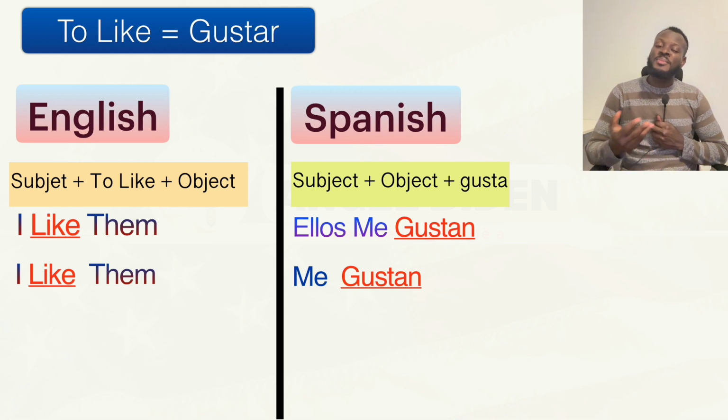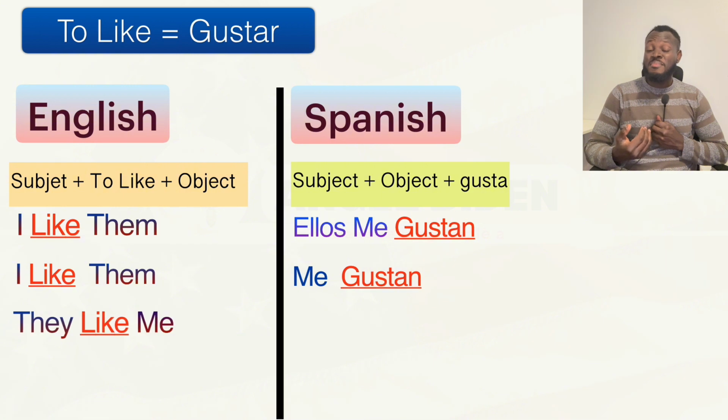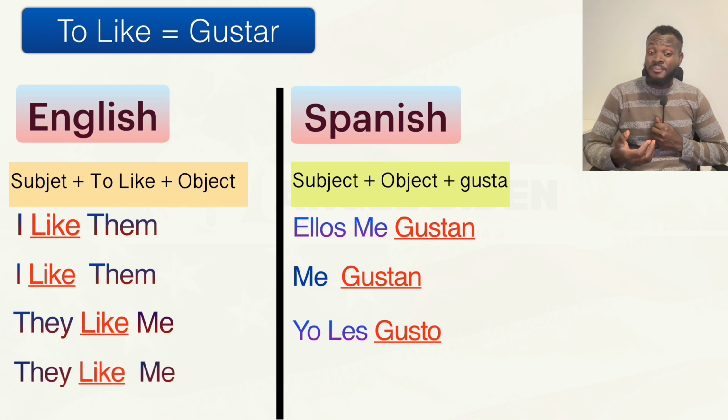Okay? Now let's just flip it around to see how it is going to be. They like me. So it's going to be yo les gusto. They like me, I please them. Yo les gusto. Now, by just removing the personal pronoun for the subject, which is widely used, the most common form you would find, you wouldn't even hear it. Then you just leave les gusto.